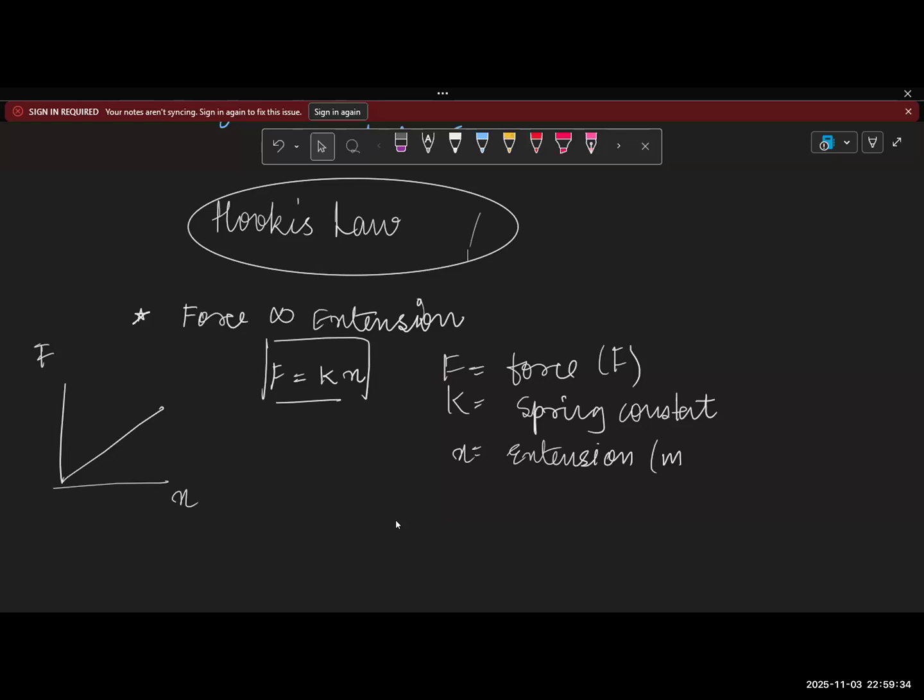Ma'am, what does K stand for in the equation? Yes, Vivan. What does K stand for in the equation? K stands for spring constant. Okay, thank you.